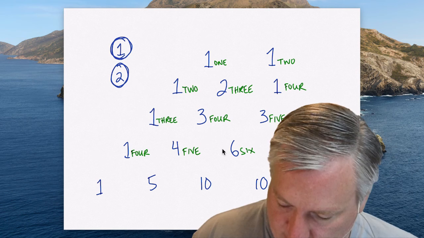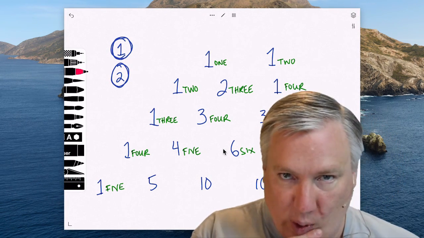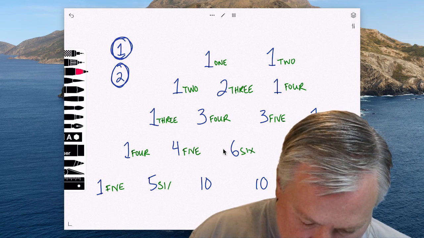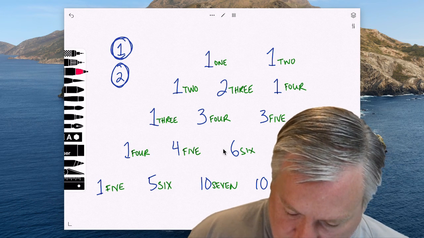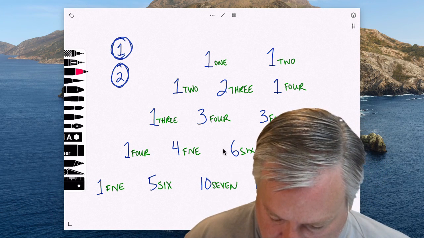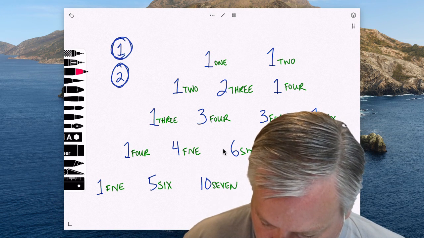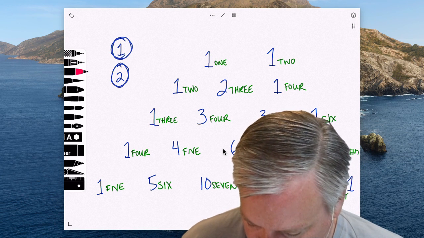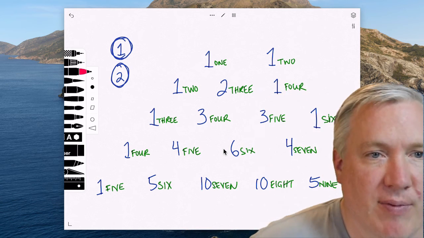And just for good measure, I'm going to complete this here. If I roll it 5 times, there's 1 way to roll a 5. There are 5 ways to roll a 6. There are 10 ways to roll a 7. And 10 ways to roll an 8. And 5 ways to roll a 9. And 1 way to roll a 10. And that's to roll a 2 all 5 times that you do that.